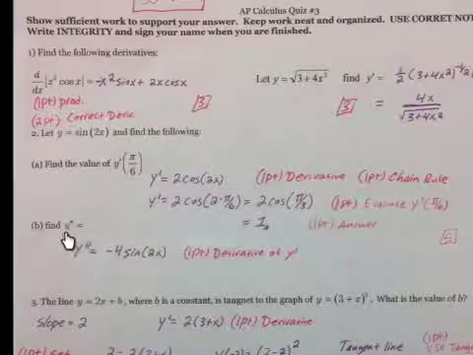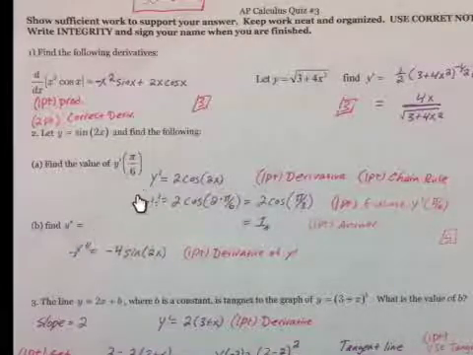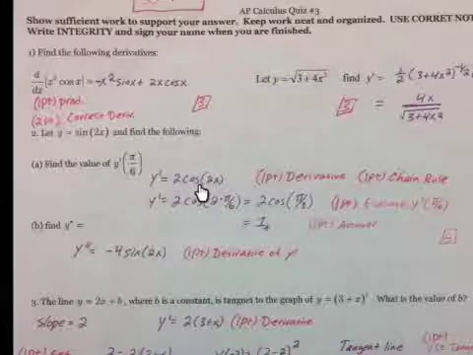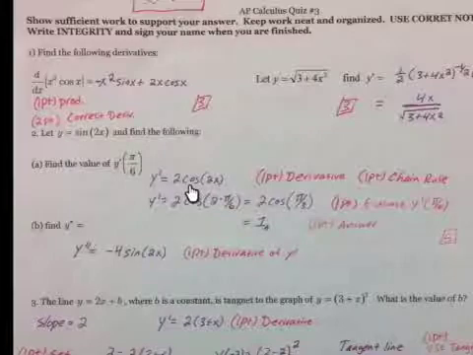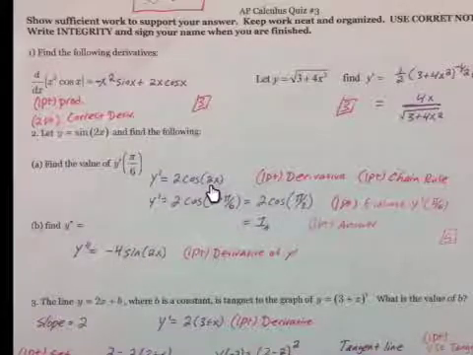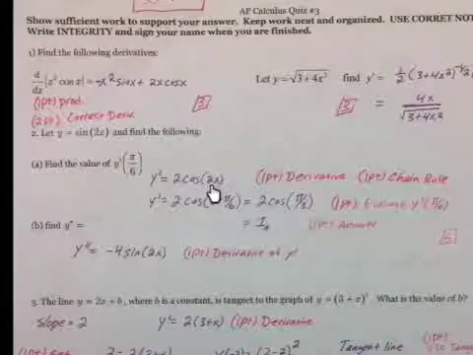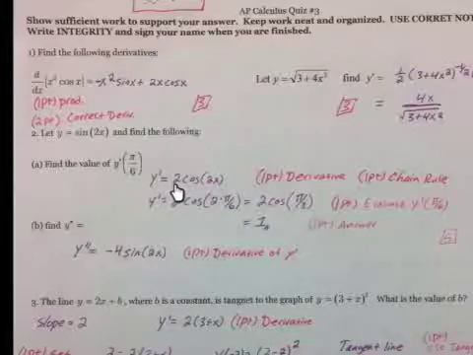For part B, you had to find the second derivative, so you just take whatever your first derivative was and find the derivative of that. And so the derivative of cosine is negative sine. Because you have to use the chain rule again, you'd multiply it by 2. And so 2 multiplied by the previous 2, that's how you get the negative 4 out in front.